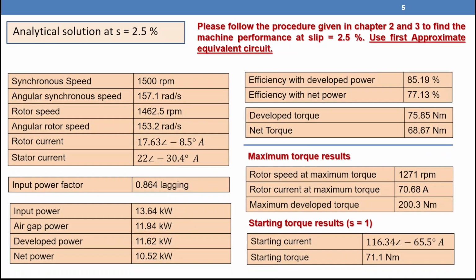I have here rotor current, stator current, input power factor, input power, air gap power, developed power, net power, efficiency with developed power, efficiency with net power, developed torque, net torque, and also we can calculate the maximum torque results, where the maximum torque and the speed at which it will occur, rotor current at maximum torque, and finally we can calculate the starting torque and starting current.